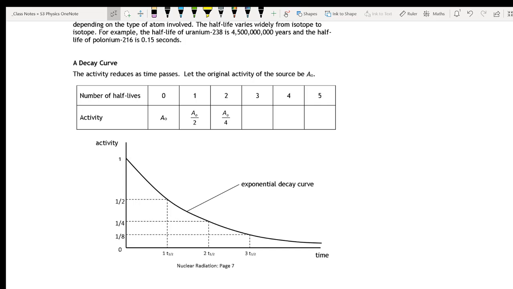So this table above shows you the same kind of thing. If we say that the original activity is A0, for A original, after one half-life, it gets to half of that. So half of A0 is A0 divided by 2. After another half-life, it gets to half of that, so you have to halve that again.